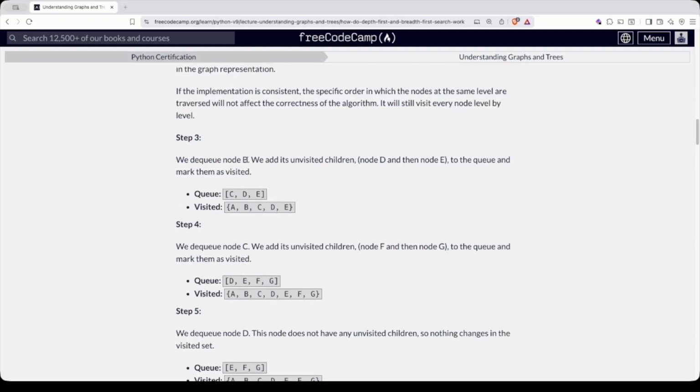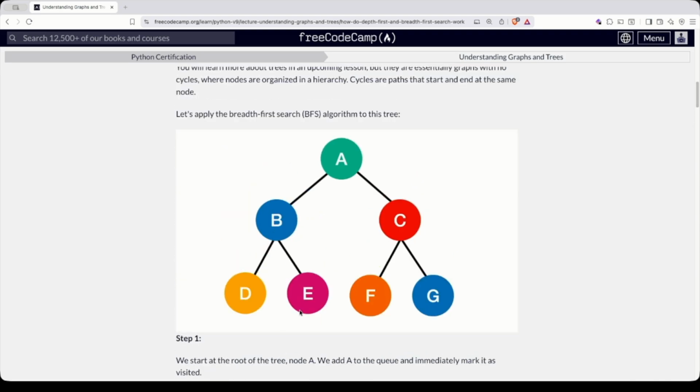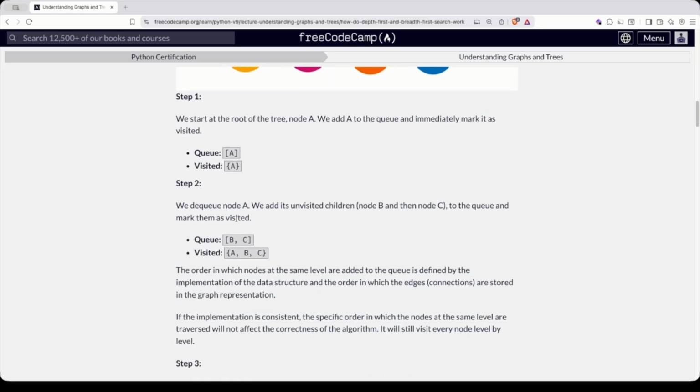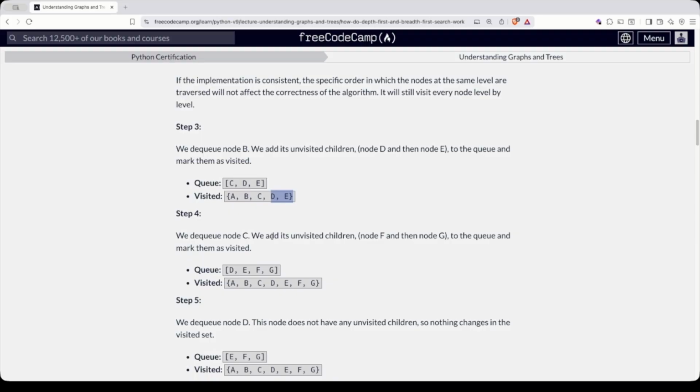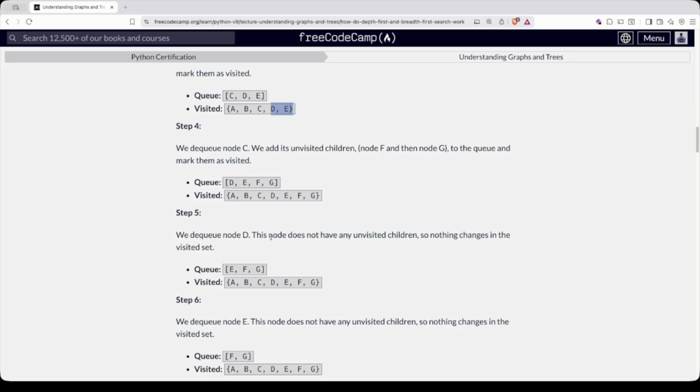Step 3, we dequeue B. We add its unvisited children, D and E, to the queue and mark them as visited. So B, D, and E. Step 4, we dequeue node C. We add its unvisited children, F and G, to the queue and mark them as visited. Step 5, we dequeue D. This node does not have any unvisited children, so nothing changes in the visited set.